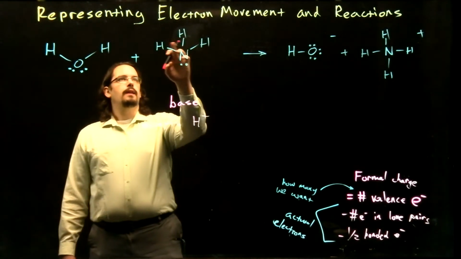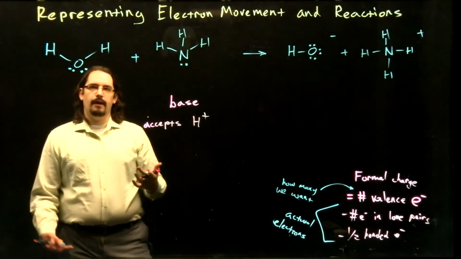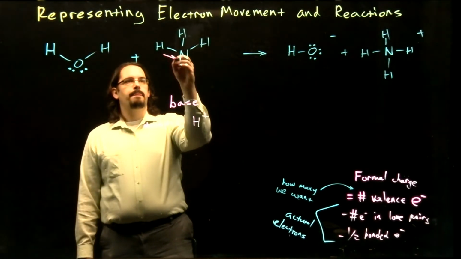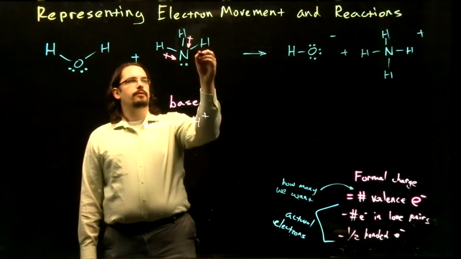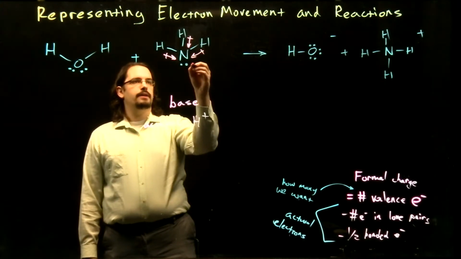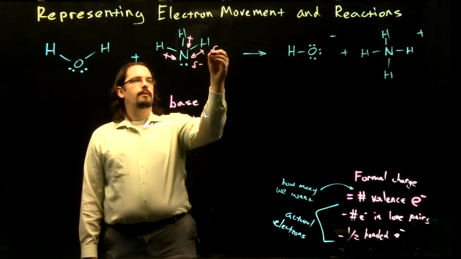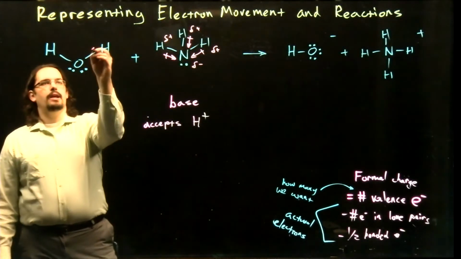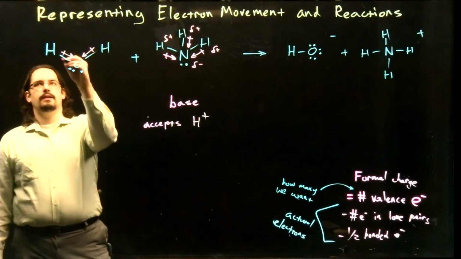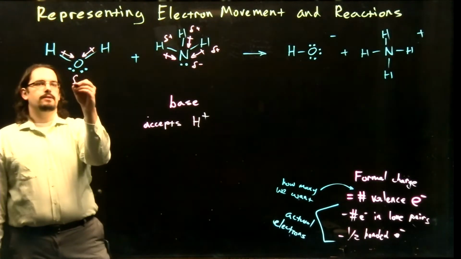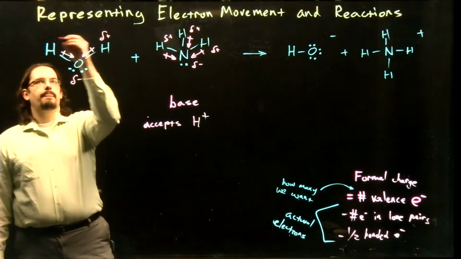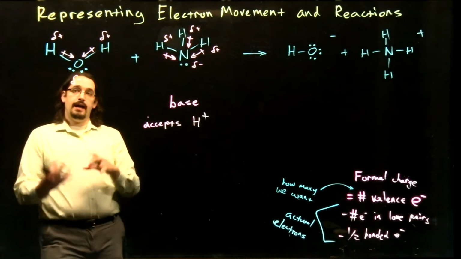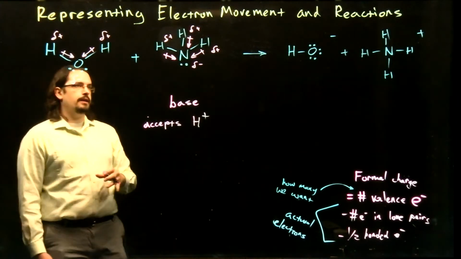So again, let's look at this using our arrows to show electron movement and the overall reactivity of our compounds. So our nitrogen is electronegative. It's pulling electron density towards itself. We've got the same thing over here in our water. The oxygen is electronegative and is pulling electron density towards itself. Again, this creates our reactive sites, areas of high electron density and areas of low electron density.